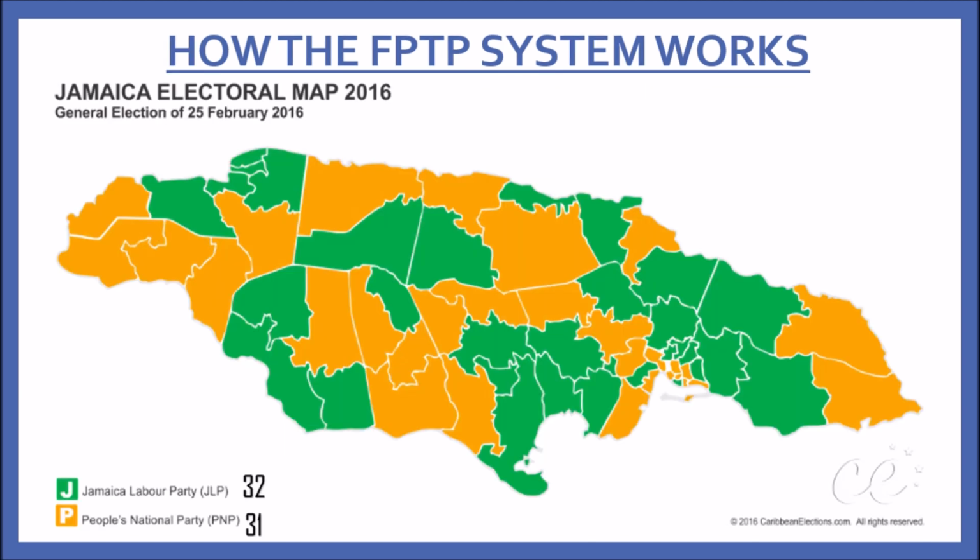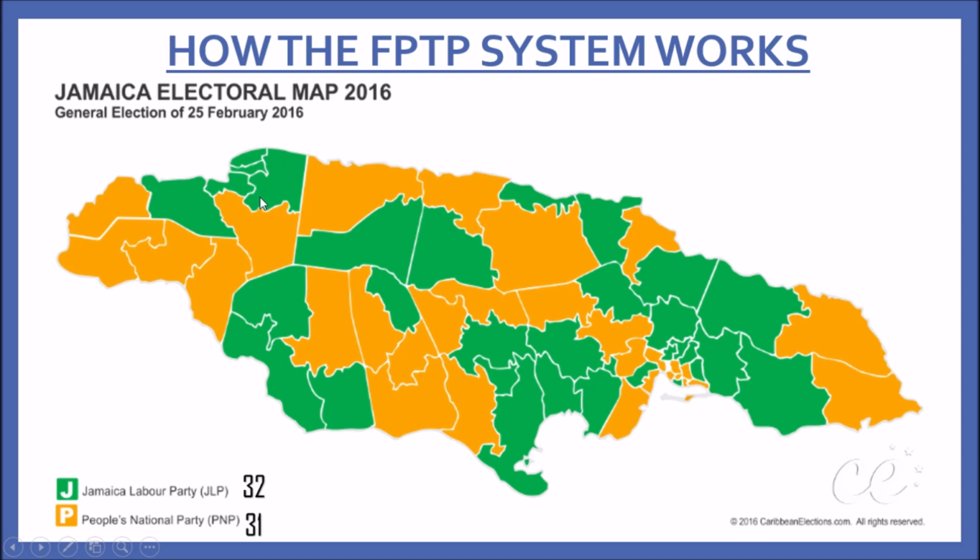Let us see how this is illustrated in Jamaica. In 2016, there was a general election, and as you can see here, the Jamaica Labour Party, represented in the green areas, won 32 seats, while the People's National Party, represented in the orange areas, won 31 seats. All of these areas here, where you see the white boundaries, represent a constituency.